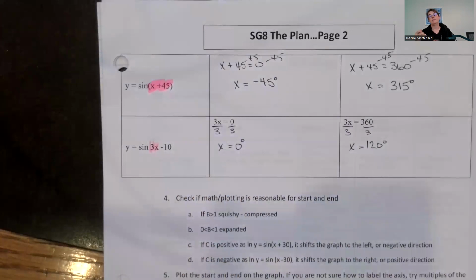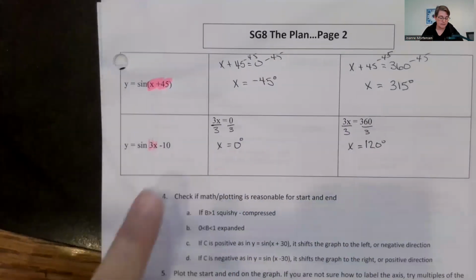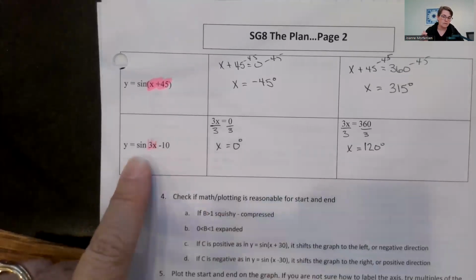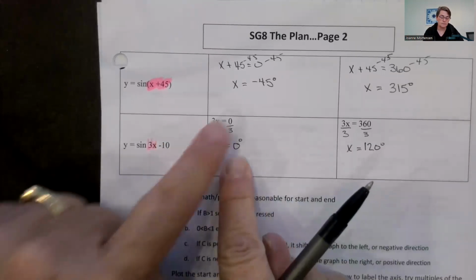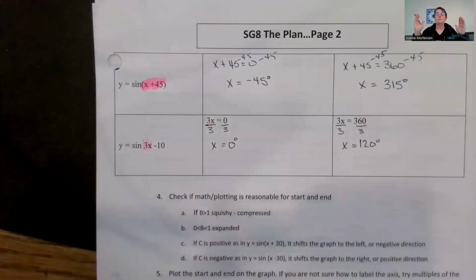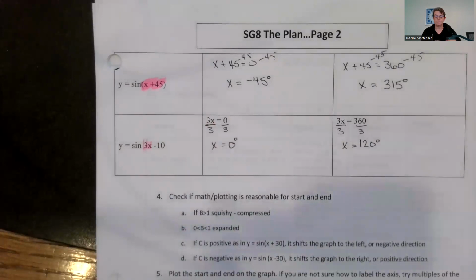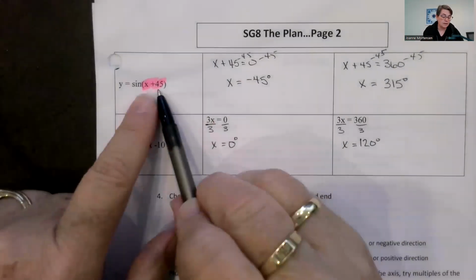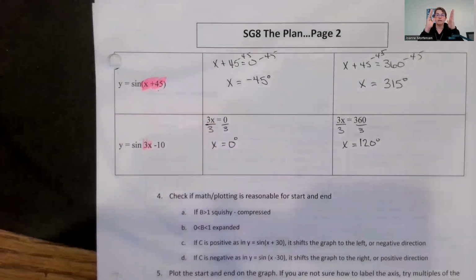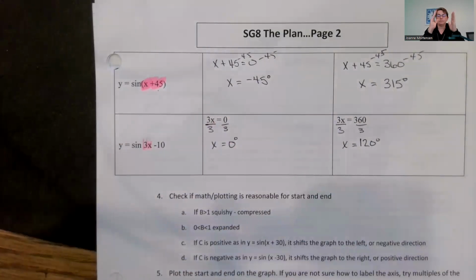Now, this is just the extra paranoid mathematician. I want to see if this makes sense. So this says 3x. There's no c value. So it should still be starting at 0. The math worked that out. But this says my period is going to be shorter than normal. So 120 makes sense. Now, this one up here had no b value. So it should be a 360, and we're just shifting back and forth.